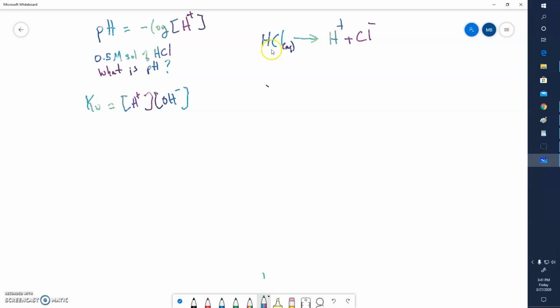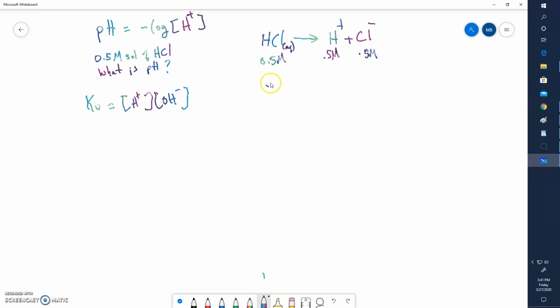Anyway, if I want to figure out the pH of a strong acid, it's actually not too hard if you have the concentration. The first thing I want to do: if I have a 0.5 molar solution of hydrochloric acid, what is the pH? Remember, 100% ionization with hydrochloric acid. So if I have 0.5 molarity hydrochloric acid, I will end up with the same amount. This is a 1-to-1 ratio. I'll end up with 0.5 molar H+, and I'll end up with 0.5 molar Cl-.